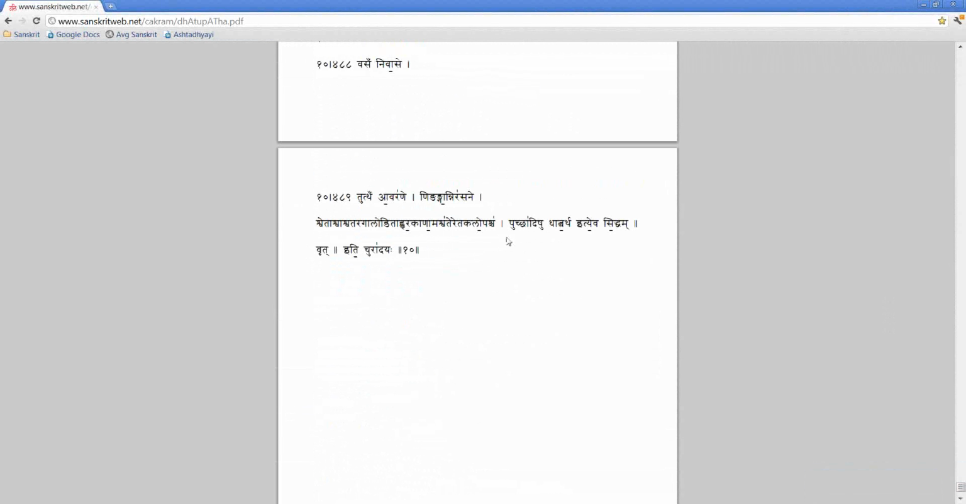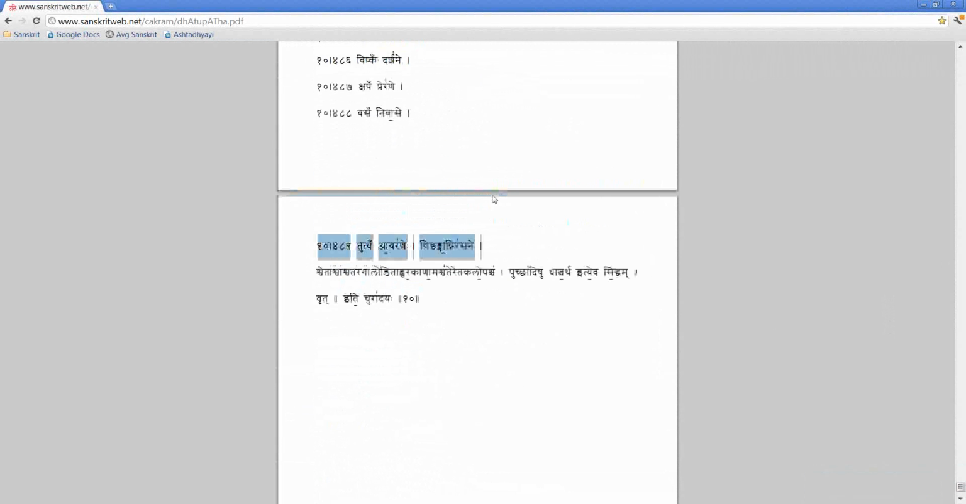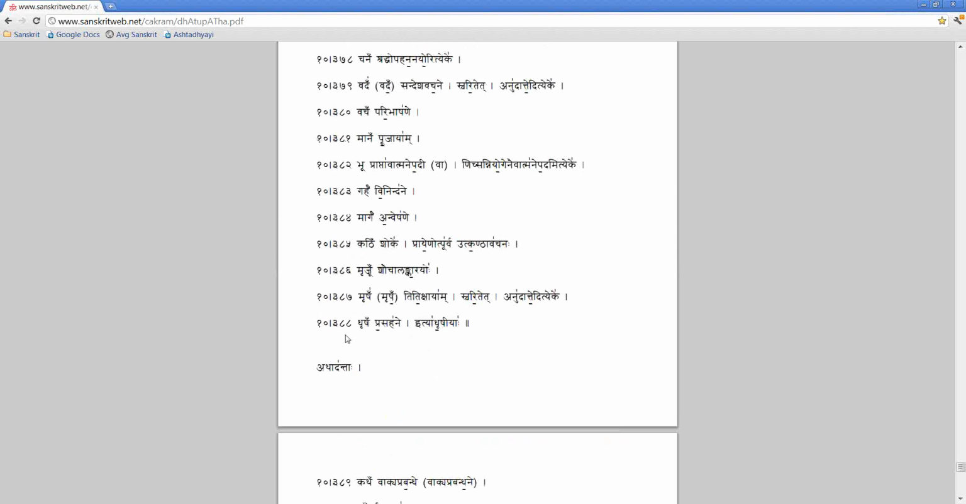From number 389 all the way up to 489, almost 100 more dhatus, are Adanta Dhatavaha. If you look at the caption on top of 389, it says Athadantaha. So from Dhatu Katha they become Adanta, ending in Akara. So what will happen now? Let's look at the book.